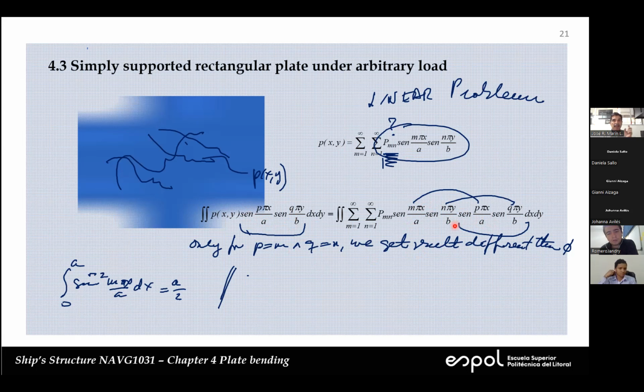So if m is equal to p, then we will have to integrate sine squared of m pi x over a. Similarly for y, the only way where we can get something different than 0 is that n be equal to q. So in that case, we integrate sine squared in x, sine squared in y. And the result, maybe you remember, sine squared is equal to 1 minus cos of 2 m pi x over a, divided by 2. So that's why we get a over 2 as a result.